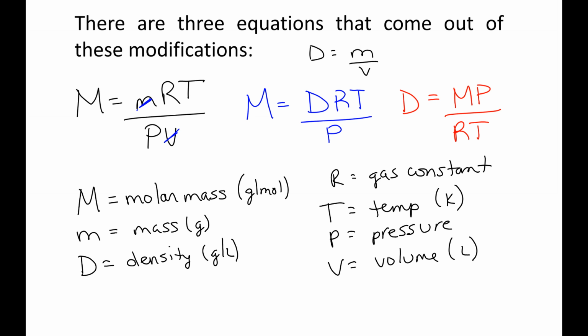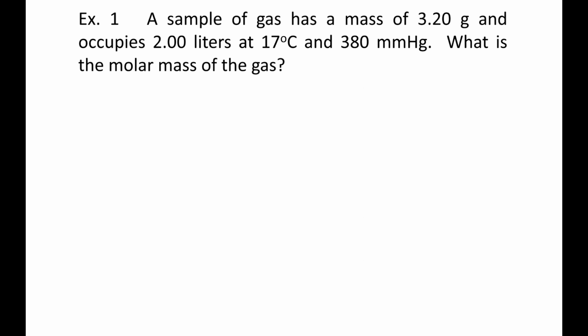Okay, so let's try an example. A sample of gas has a mass of 3.20 grams and occupies 2 liters at 17 degrees Celsius and 380 millimeters of mercury. What is the molar mass of the gas? Since it's asking for the molar mass, it's going to be one of the two equations. So we either need a mass or a density. And I don't see a density, I only see a mass. So I'm going to go ahead and just write down what we have, and then we'll figure out the equation.